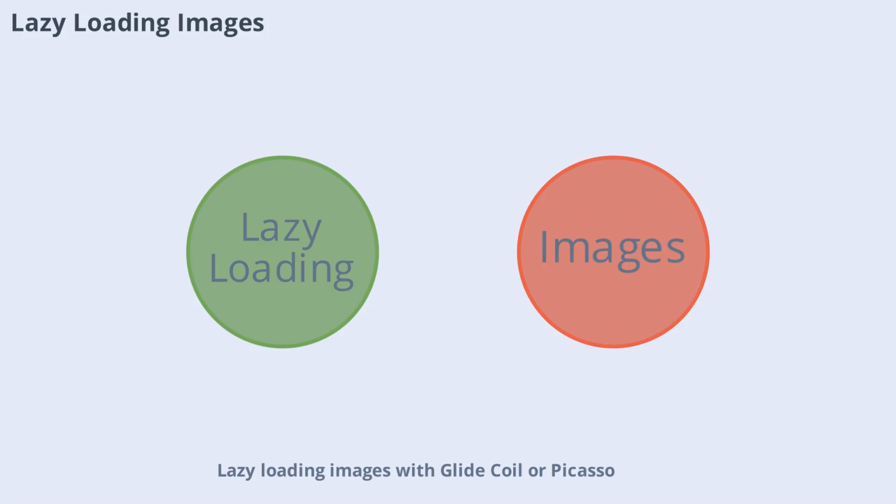Lazy loading images with Glide, Coil, or Picasso, combined with caching and placeholder strategies, ensures efficient image handling. This approach reduces memory usage and improves user experience, especially in image-heavy apps.